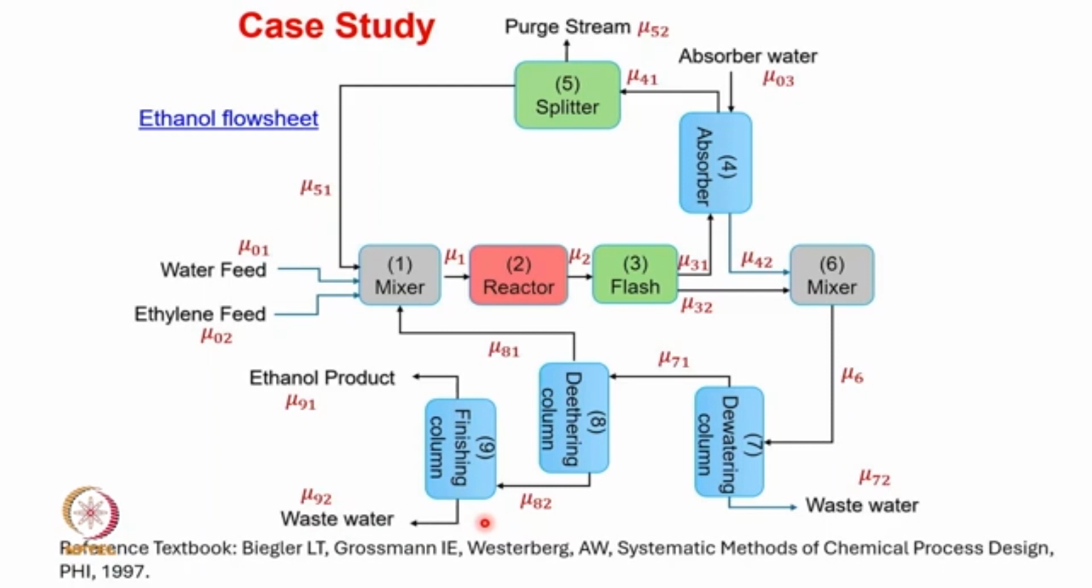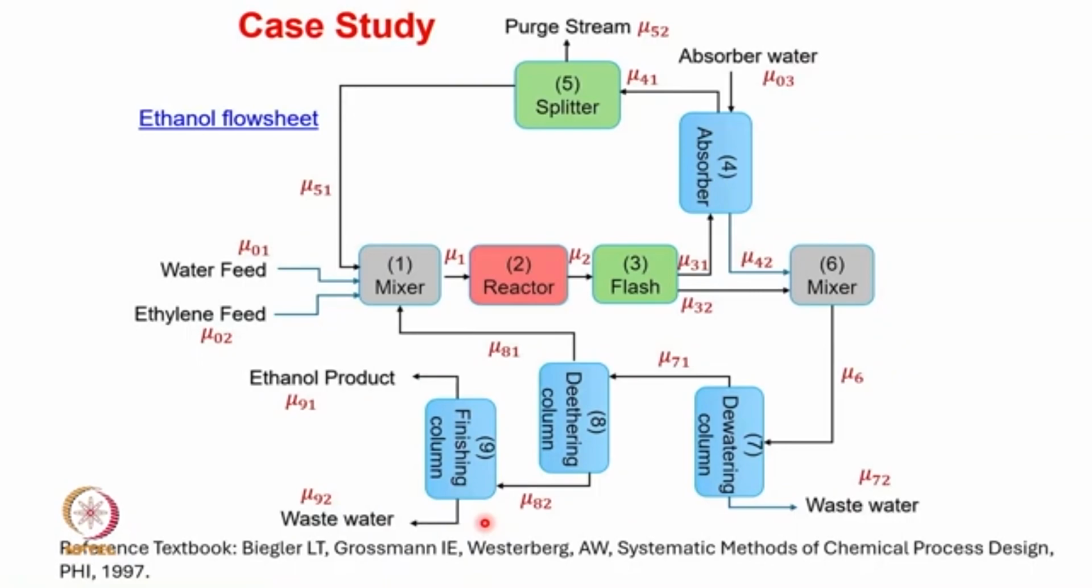Now we want to apply the concepts of linear mass balance which we have looked at with respect to each of these units. We start with the mixer, so let us look at how the mass balance for the mixer can be represented. Primarily in the mixer, the inputs are mu 01, mu 02, mu 51 and mu 81, whereas the output coming out from the mixer is mu 1.